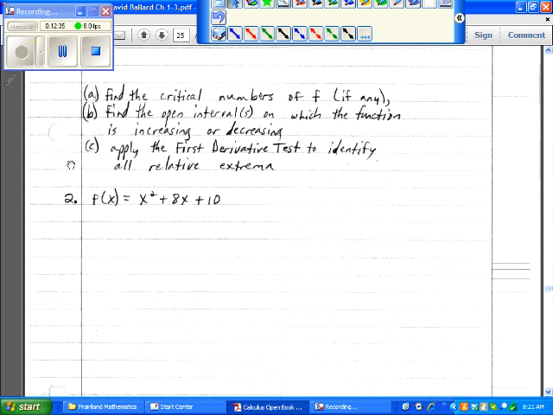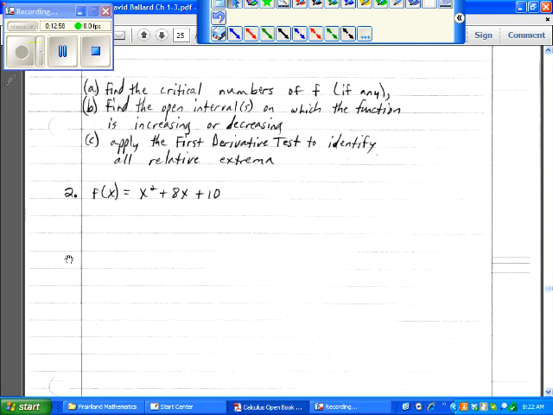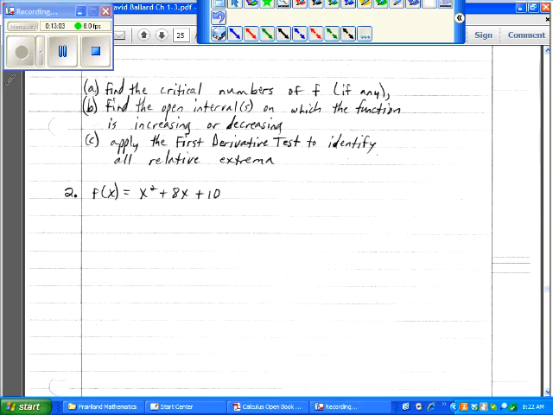Number 2 says, find the critical numbers, if there are any, and then find the open intervals on which it's increasing or decreasing, and then apply the first derivative test to identify all relative extrema, which we really just did. But we're going to go ahead and take it that far on this particular problem. So what do we need to do first? We need to find all the critical numbers, and how do we do that? Find the derivative and set it equal to 0, or find where there would be zeros around the find.